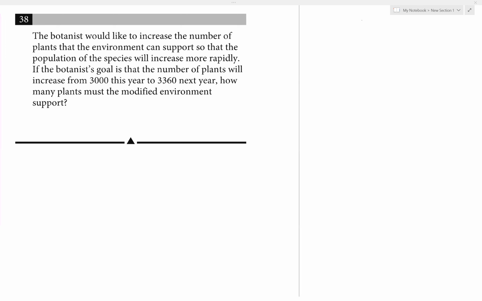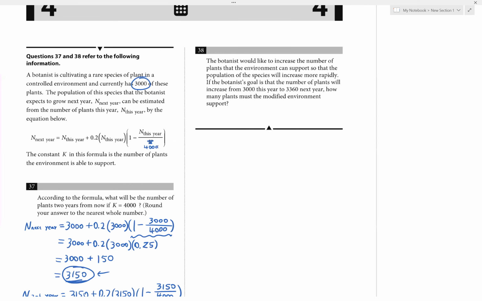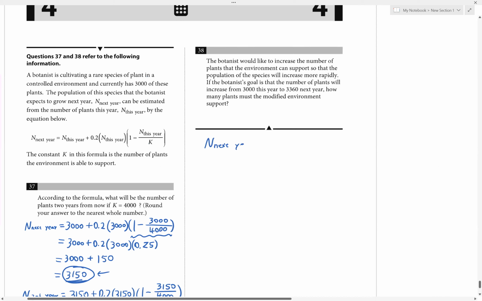Okay, so this is related to the previous question. We're going to use the same background information. So let me just go ahead and pull up the formula that we have here. N last year is equal to N this year plus 0.2 times N this year. You don't have to write this all down, but you can just look at it. But let me just go and finish writing this out, N this year, and then divided by K.